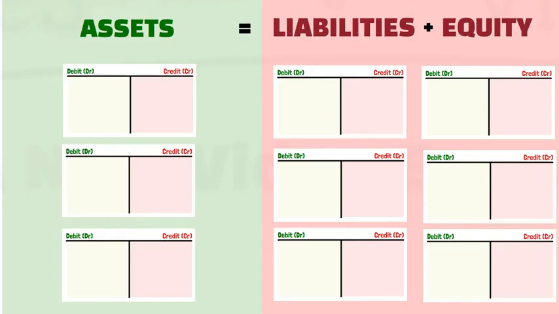If there is an increase in one of the asset accounts, then to maintain the balance of the equation, there should be a corresponding increase in one of the accounts on the other side of the equation, or an offsetting decrease in one of the accounts on the same side of the equation.